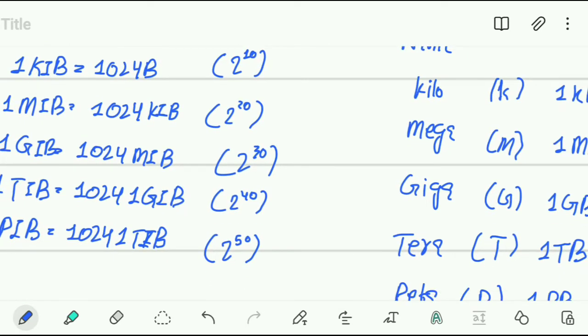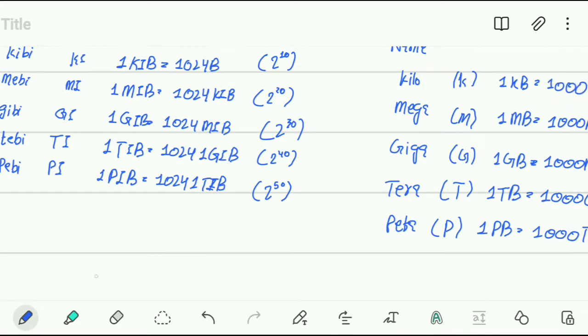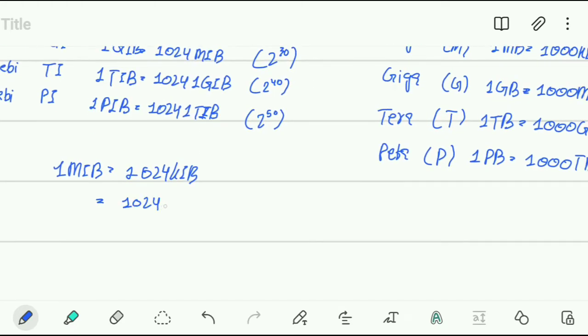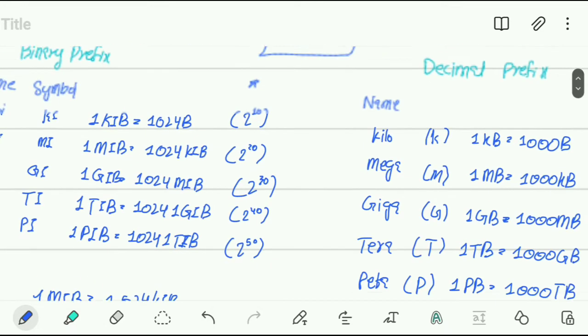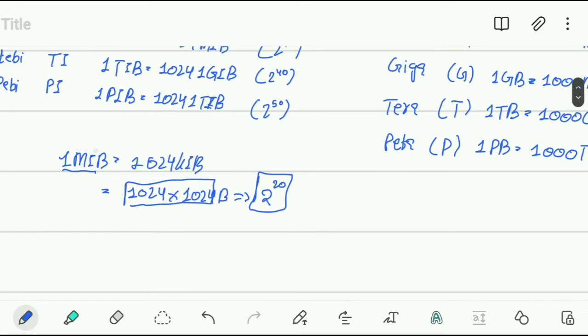Okay, let's suppose I wanted to know the total bytes in 1 megabyte. So 1 megabyte is equal to 1024 kilobytes. If I break it down, it's going to be 1024 multiplied by 1024 bytes, and we can just represent this as 2 to the power 20. Okay, this is 1 megabyte. 1 megabyte is equal to 1024 kilobytes.